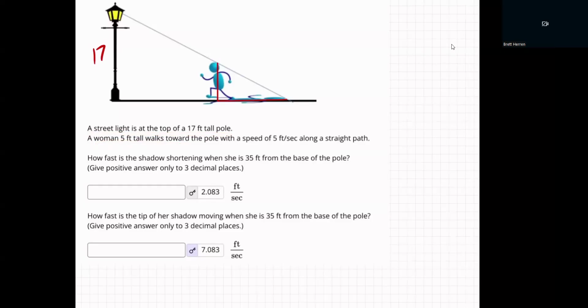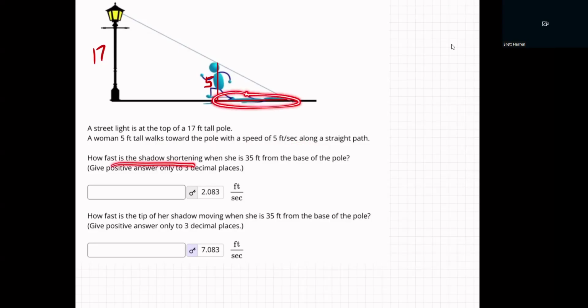And the woman is, what does it say? 5 foot tall woman. She is 5 foot tall. Walks toward the pole with a speed of 5 feet per second. We'll come back to that. How fast is the shadow? This is her shadow right here.